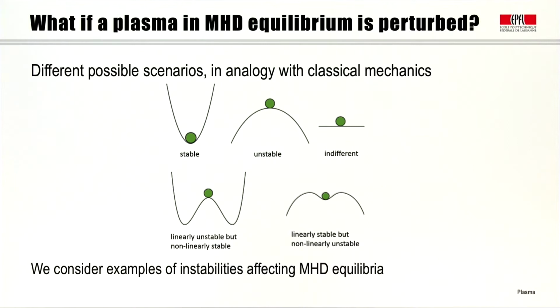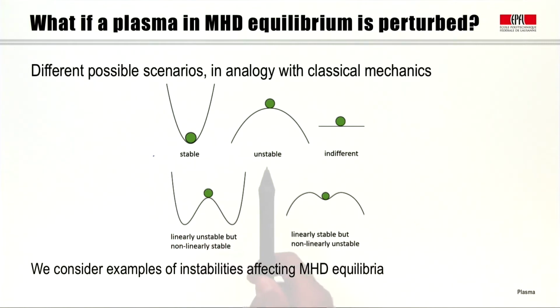So what happens if a plasma in MHD equilibrium is perturbed? There are different possible scenarios, and we will look at them in analogy with classical mechanics. The first example is this one here. We have a potential well, the black line, and our system, the green dot, sits at the bottom of the potential well. This is a situation of stable equilibrium because if we displace our system, its potential energy increases, and then it will roll back to the bottom of the well in its starting equilibrium position. So this is a stable situation.